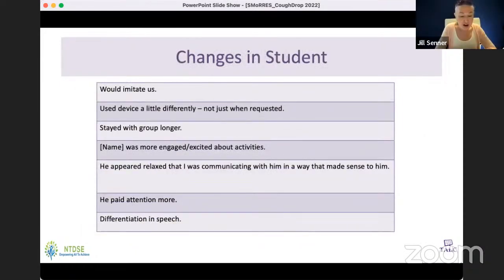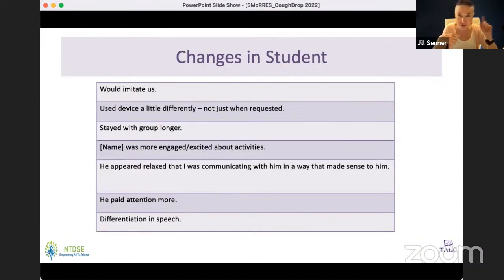So some other things that the staff noted were changes in the students. And again, these are just fabulous. He would imitate us. He used the device a little differently, not just when requested, and I'm going to insert in here, not just when prompted. He stayed with the group longer. He was more engaged. He appeared more relaxed, that I was communicating with him in a way that made sense to him.